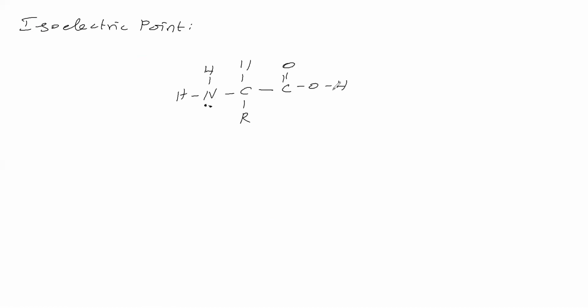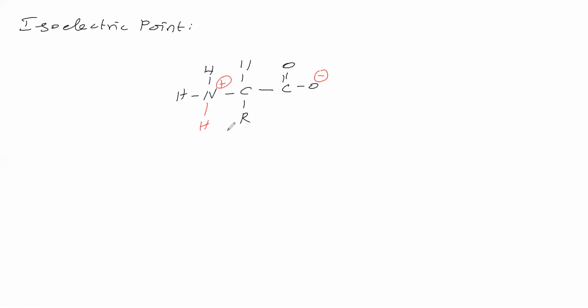Therefore, this carboxylic acid will donate H plus, and that H plus will be taken by this N. So this bond is migrating towards this O. Therefore, this O becomes O minus, and the hydrogen becomes H plus. Then this nitrogen donates its lone pair to this H plus and makes a bond, so it gets a plus charge.